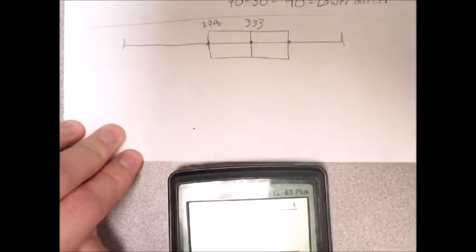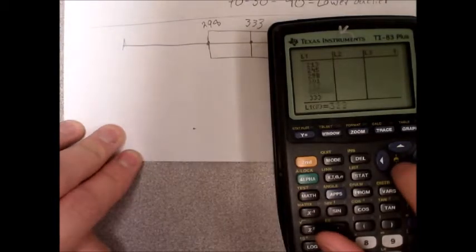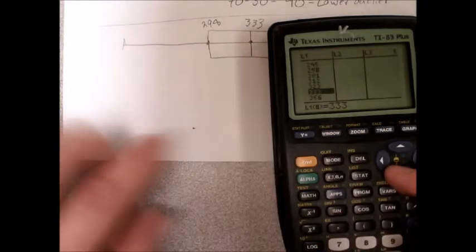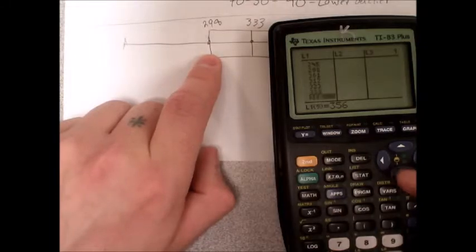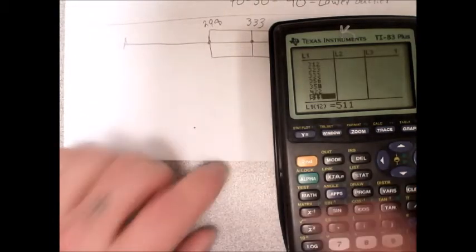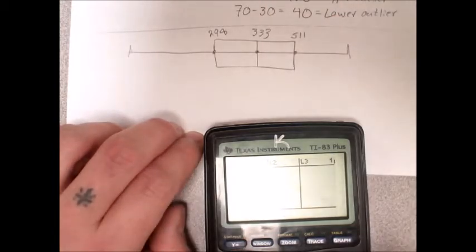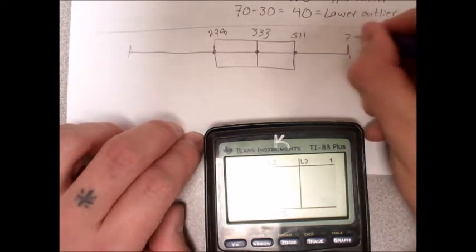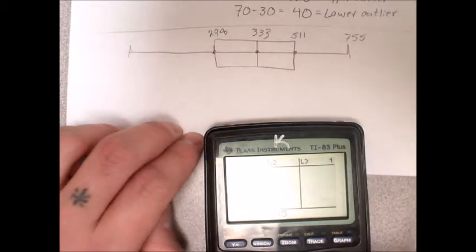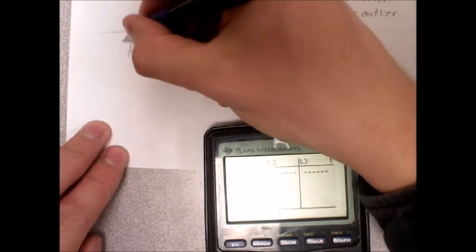Now I need to find the upper half. So I'm going to go back to 8. I'm going to count 4 down. 1, 2, 3, 4. Puts me at 12. 511. Go all the way down to the bottom of my data and put my maximum, 755. And then go all the way back to the top, and it'll give me my minimum, which is 210.